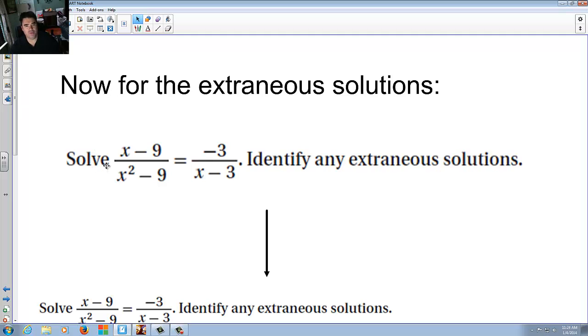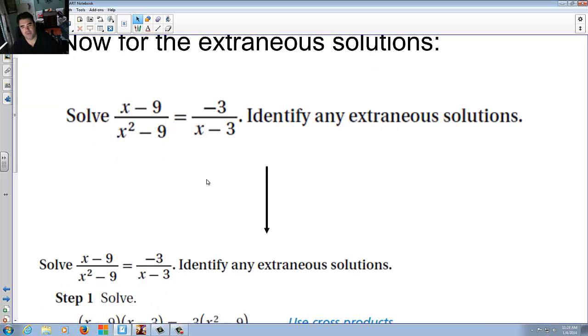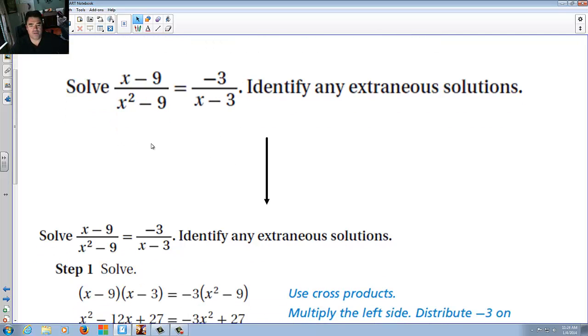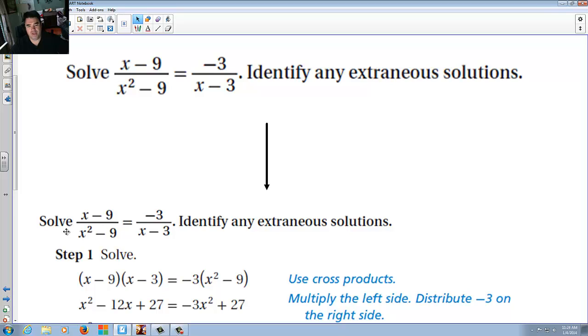If you try to solve this one here, x minus 9 over x squared minus 9 equals negative 3 over x minus 3. Now, you could technically do crisscross applesauce because they're just one set of numbers, but we're not going to do it that way. Instead, we're going to split this up into x minus 9. Well, actually, they are going to do crisscross applesauce. X minus 9 times x minus 3, and negative 3 times x squared minus 9.